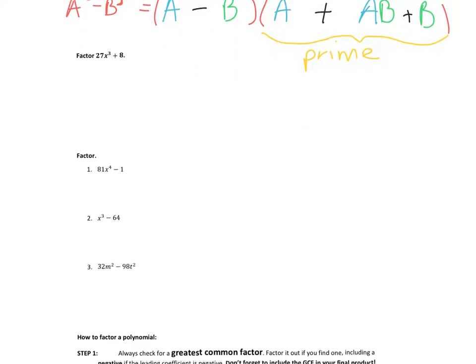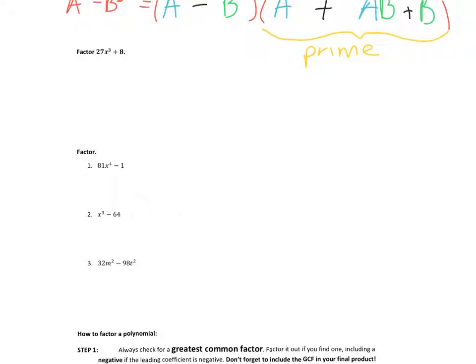So again, we go through our process. Is there a greatest common factor? No. We count the terms. We have two terms. So now if we have two terms, it's either a difference of squares or a sum or difference of cubes. And we have a sum or difference of cubes. So if it's helpful, you can rewrite this in terms of the cube.